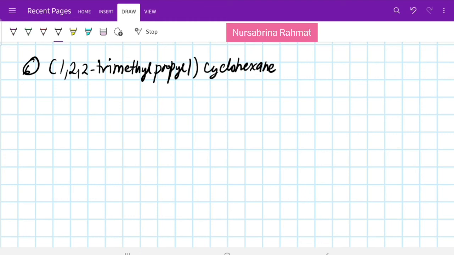Let's look at the last question. You are given 1,2,2-trimethylpropylcyclohexane. That means your backbone is cyclohexane. So let's draw a cyclohexane, which is a cycloalkane with 6 carbons. And then we have here 1,2,2-trimethylpropyl. That means it's a propyl. So propyl is CH, CH and CH3. And at carbon number 1 we have a methyl, so CH3.